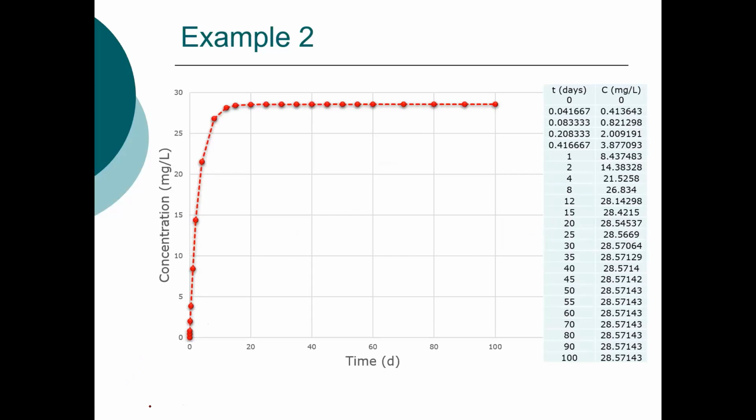So here, notice our steady state concentration is about 28.6 milligrams per liter. And the time that it took to reach steady state is much less than it was before. So before, it took about 40 days. Here, by 20 days, you've reached steady state.